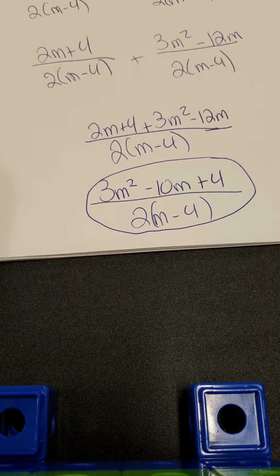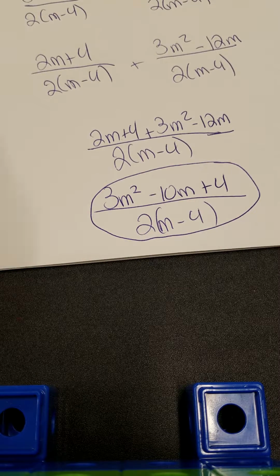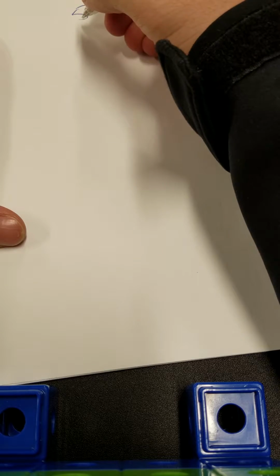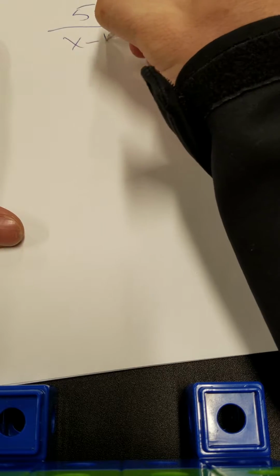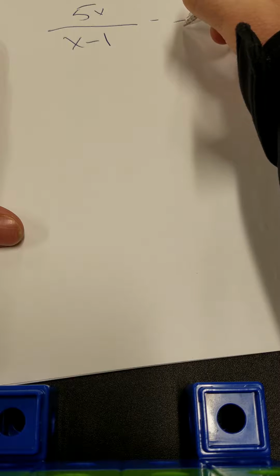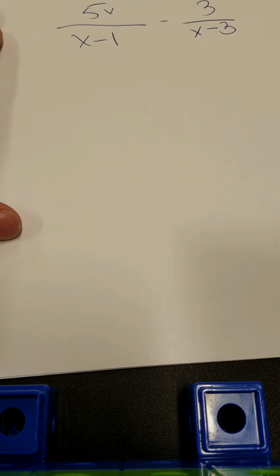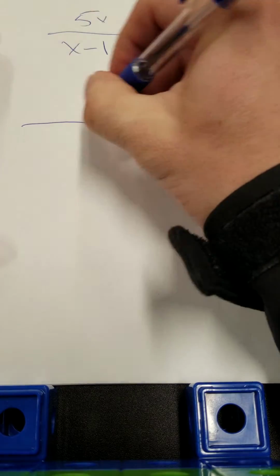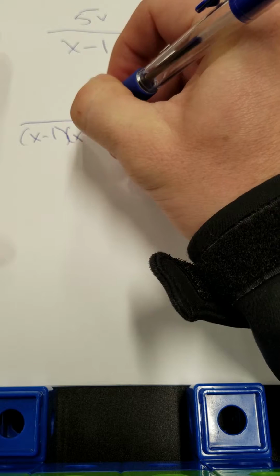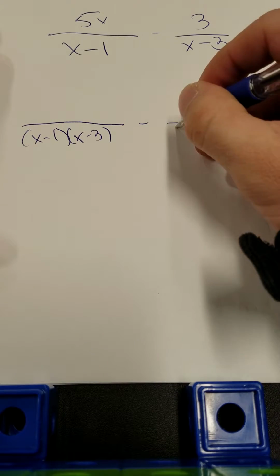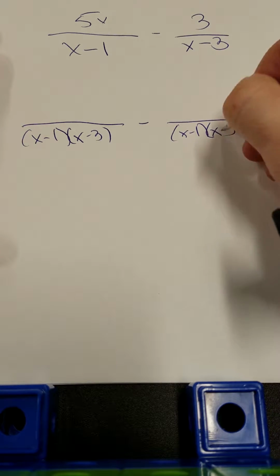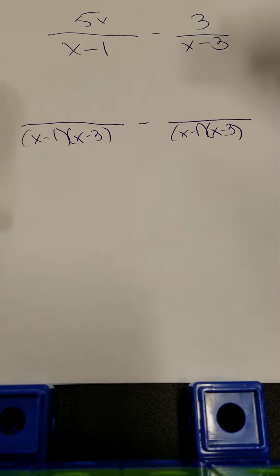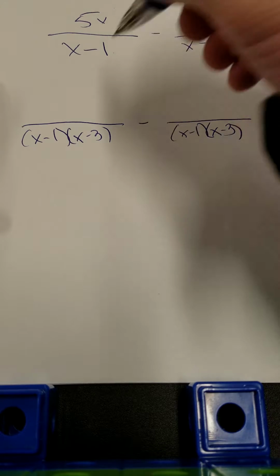So straight across, crisscross. Let's look at one that might be a little bit more challenging. So 5x over x minus 1 minus 3 over x minus 3. All right, straight across, crisscross. Straight across the bottom: x minus 1, x minus 3. Found a common denominator. Crisscross. This goes over there, this goes over there.